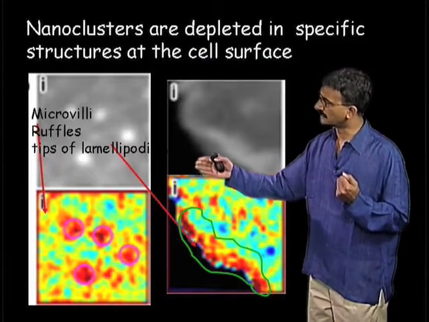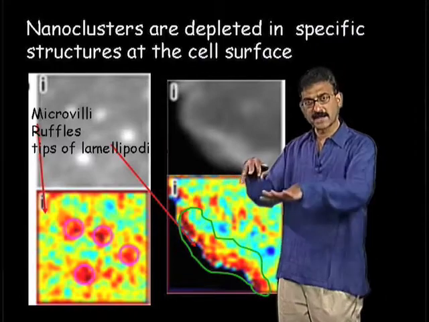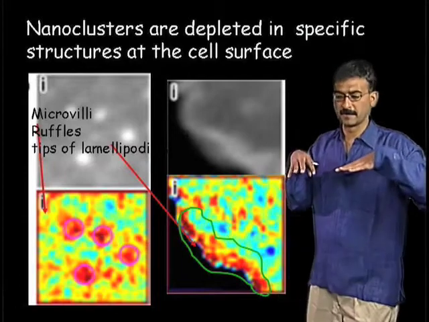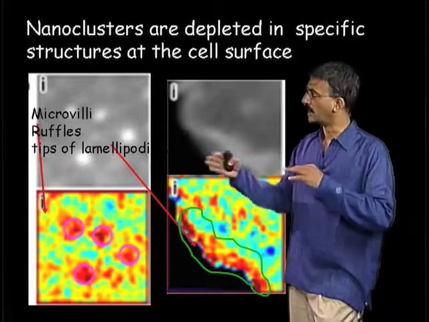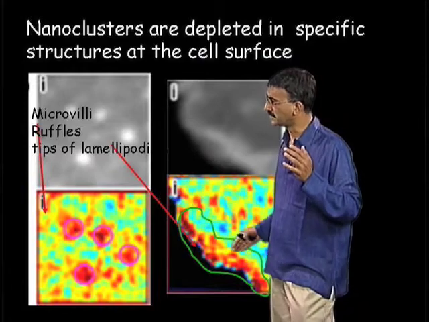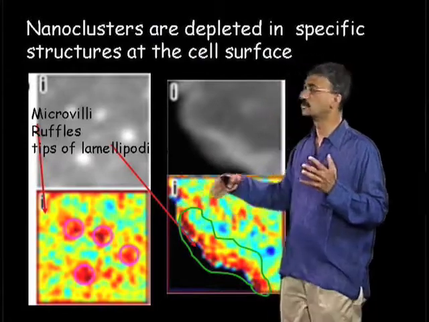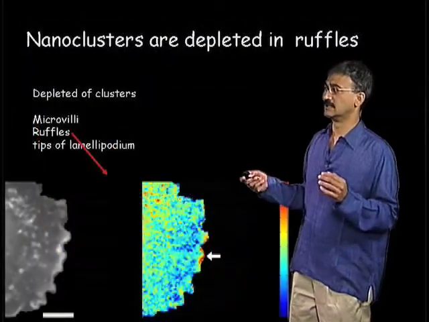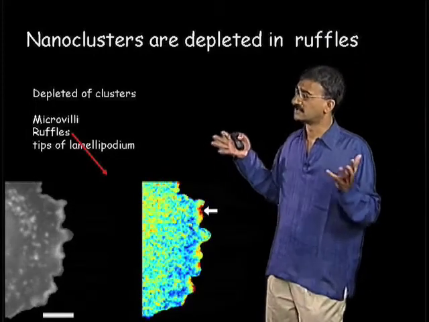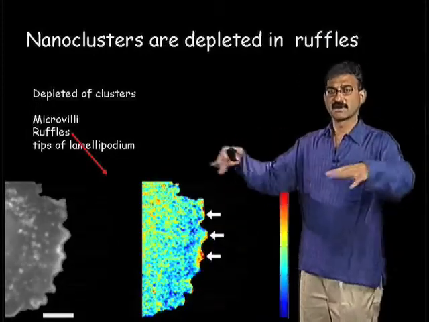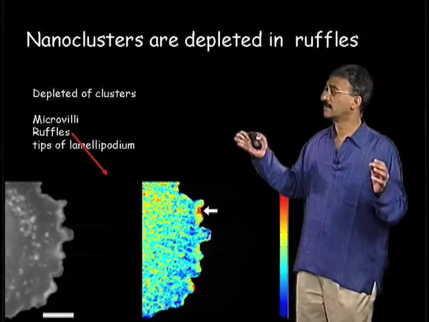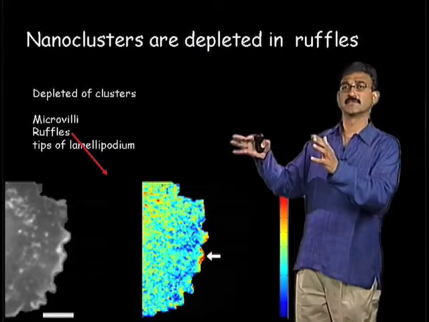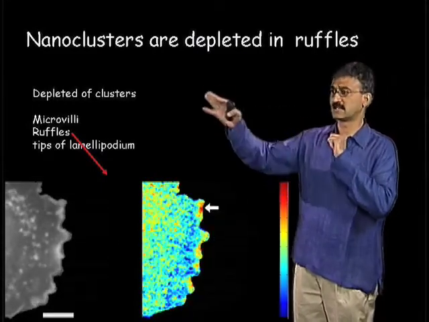So these are edges of cells where the cells begin to extend protruding actin-driven membranes, where at the very tips, you see a very high anisotropy that corresponds to the exclusion of these nanoclusters. In fact, in living cells, when we observe cells performing their natural ruffling functions, we find that the cells seem to be dynamically excluding the clusters from the edges that are ruffling.